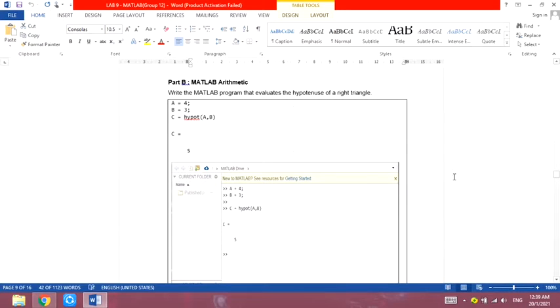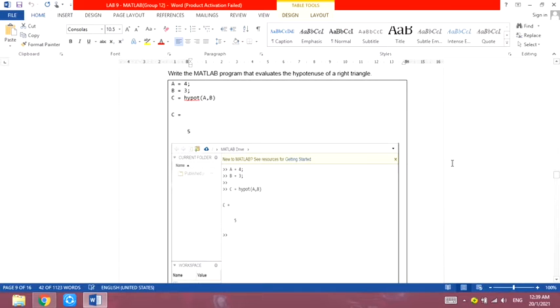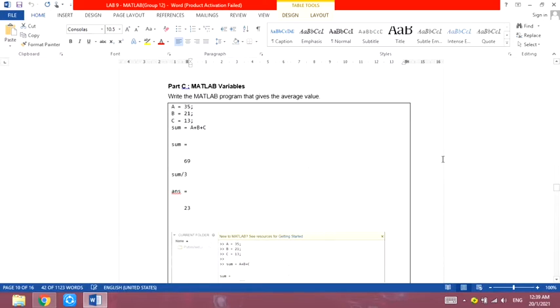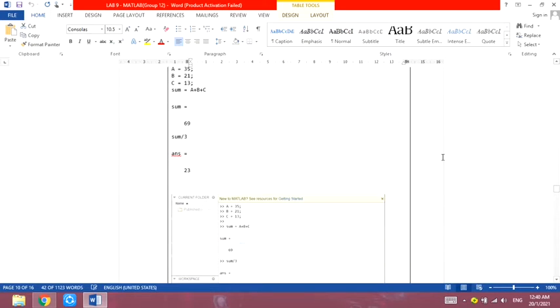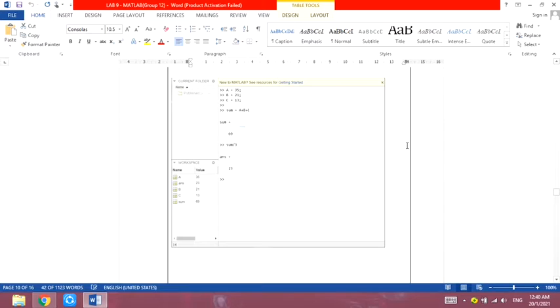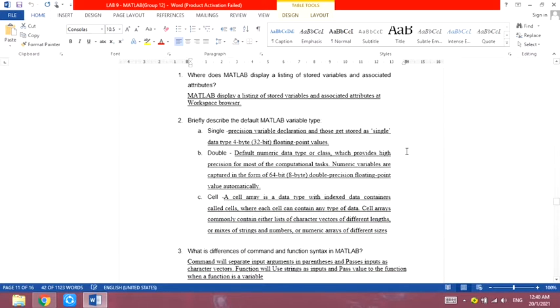And in part B, we should calculate the hypotenuse for a triangle using MATLAB and this is the code and the result. In part C, we should calculate the average value for three numbers, and the code and the result are here. Questions and discussions.